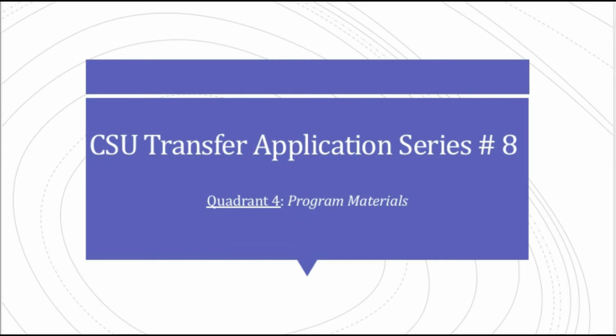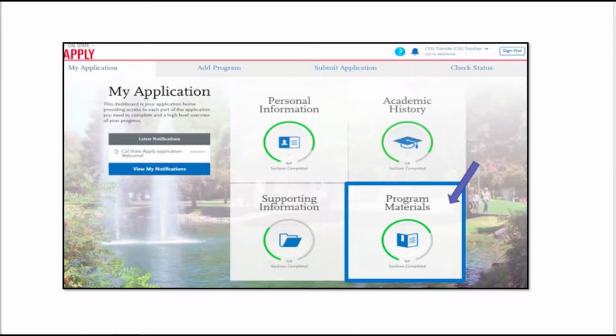Video number 8. Today we'll be talking about quadrant number 4 within the Cal State Apply application, Program Materials. Quadrant number 4 can be found in the bottom right-hand section of your Cal State Apply home page under My Application. The Program Materials section is related to the campuses that you select on your application and the majors and the requirements that each campus has.